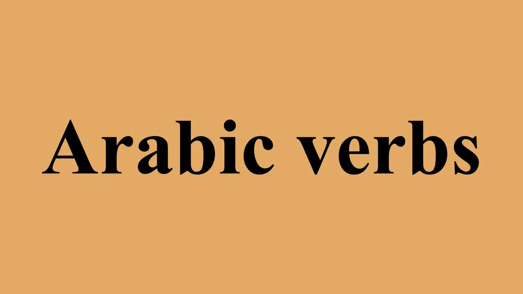Forms katabtu and katabta can be abbreviated to katat in spoken Arabic and in pausa, making them also sound the same. Tense. There are two tenses in Arabic, the past tense and the present tense.